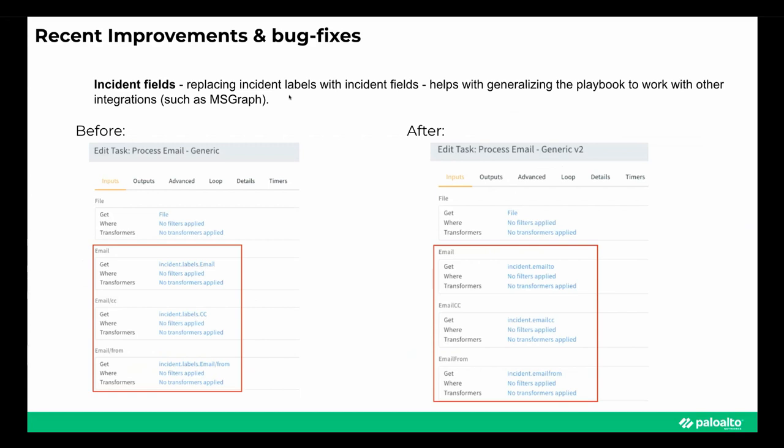So another improvement was changing email labels to incident fields within the playbook. So before we change that, you can take a look at the left side of the screen. We used incident labels in order to get data from the incident, which basically created some issues when we wanted to add more and more integrations. So we changed those into incident fields that basically generalize the playbook and assist us with adding new integrations such as Microsoft Graph. And basically it will help you to add, if you like, more integrations into the phishing playbook.